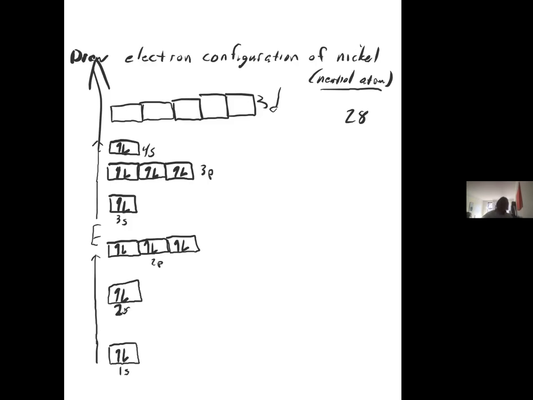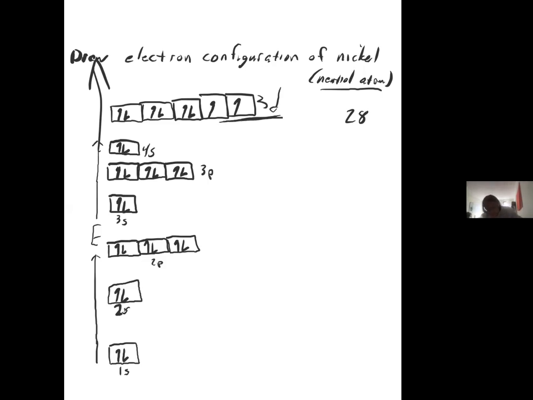So now this is the first one we've done where we're going to get to the d subshell, right? The 3d. 21, 22, 23, 24, 25, 26, 27, 28. Now we're done. So there's your diagram, a box diagram of the electron configuration. And what I want to point out is that when you end up, see how the last ones are in the d?